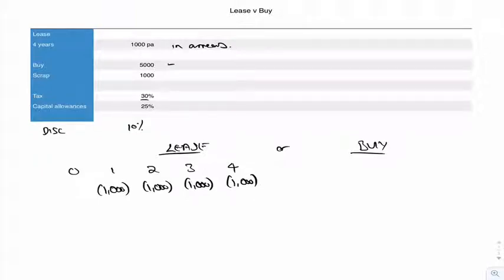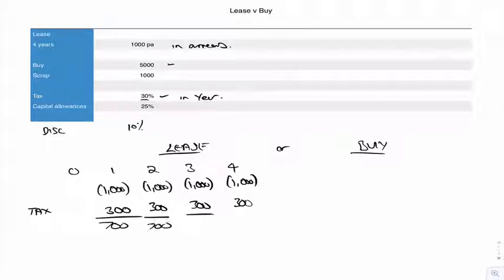Now, every time you make a payment, an expense, you get a tax relief because it reduces your tax bill. Tax is 30%. 30% of 1,000 is 300. Let's say it's payable in the year to make life a little bit easy for us. So 300, 300, 300, 300. Add it down, 700, 700, 700, 700.